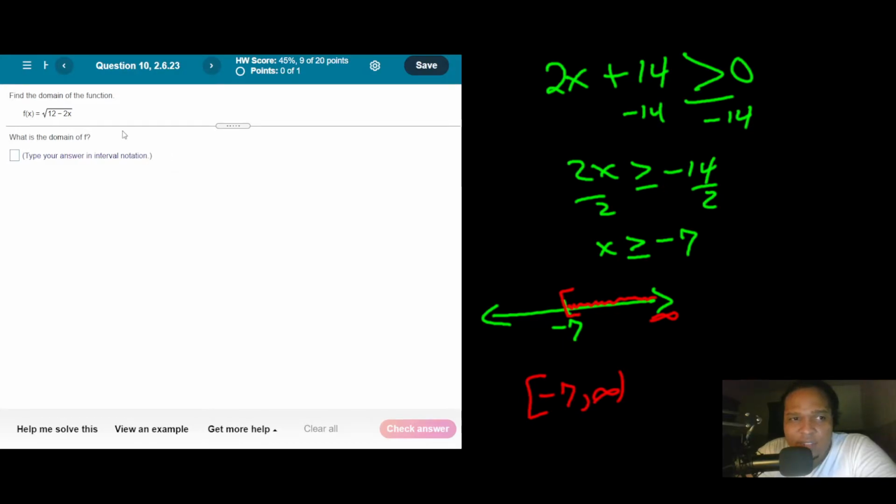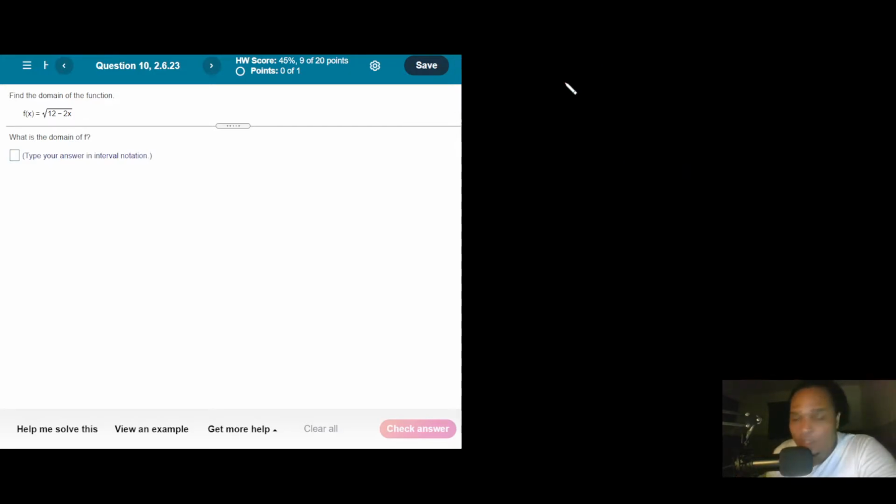All right, next, what is the domain again? Once again, we're going to set it greater than or equal to 0. Solve for x. Just like clockwork. Okay, so let's do this one quickly. I'll do it fast for you guys. 12 minus 2x greater than or equal to 0. So I'm going to subtract the 12. We get negative 2x is greater than or equal to negative 12.